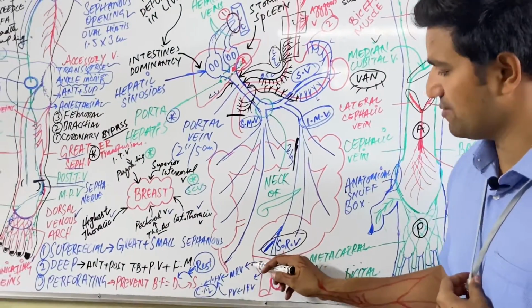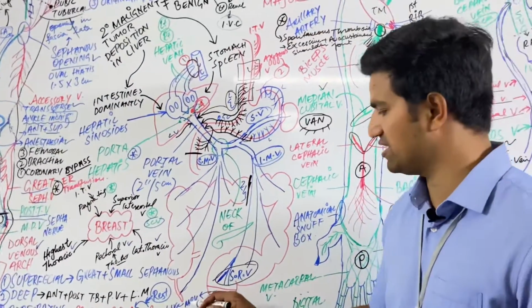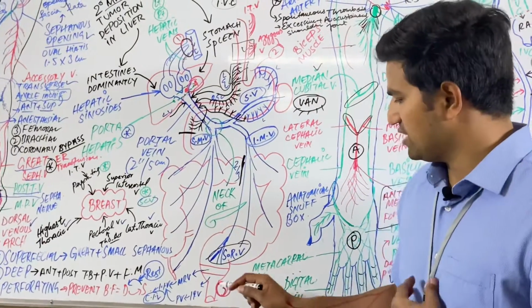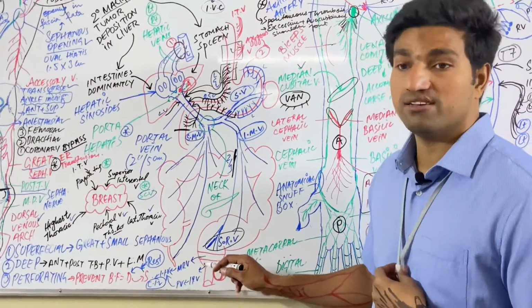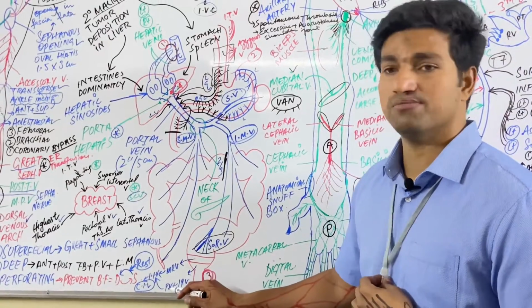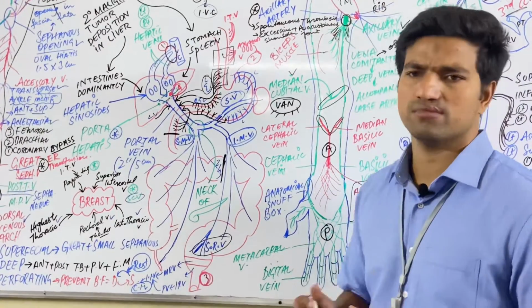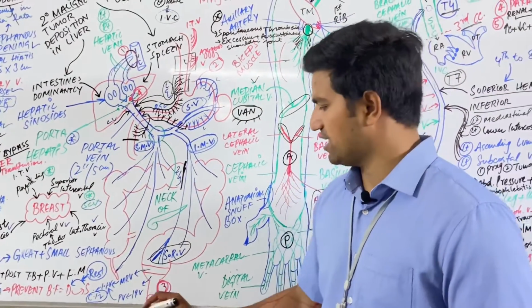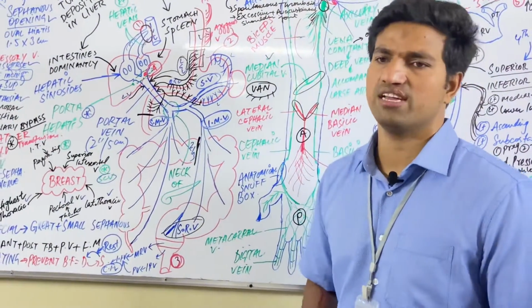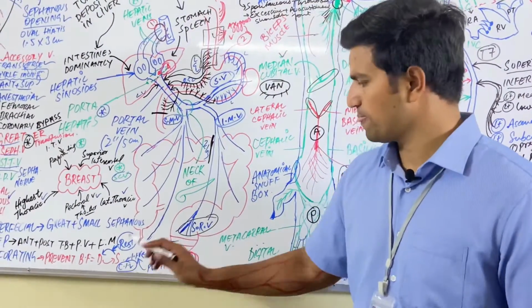And the middle rectal vein is a branch of the internal iliac vein that will drain into the common iliac vein. And then the lower rectal vein, or inferior rectal vein, is a branch of the pudendal vein. It will drain into the pudendal vein, and that pudendal vein drains into the internal iliac vein, and the internal iliac vein eventually drains into the common iliac vein.